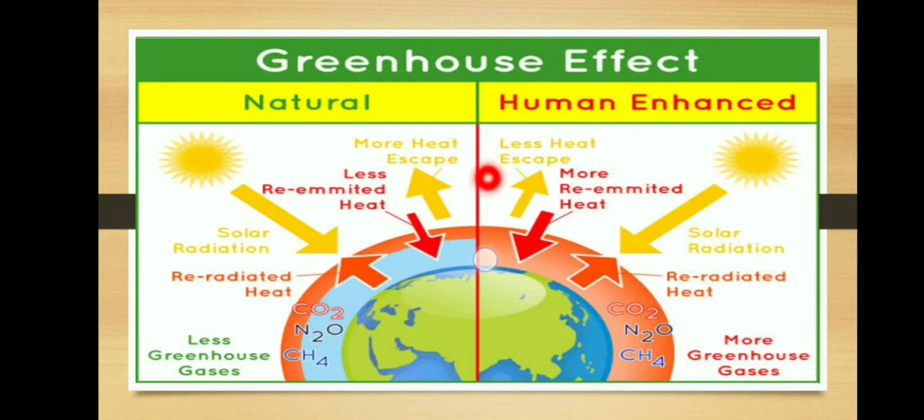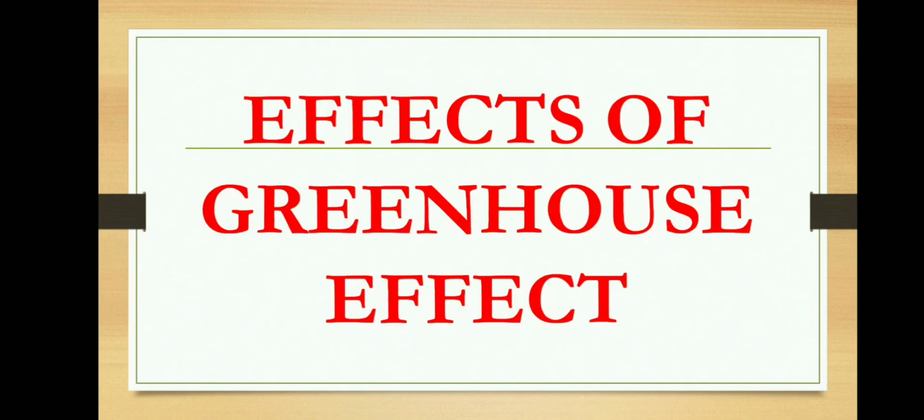Greenhouse effect, as I told you, is a natural process. Naturally, greenhouse effect takes place in our environment. But human activities such as burning fuels and vehicles emitting smoke, factories emitting smoke, they enhance the greenhouse effect. Now let us see effects of greenhouse effect.